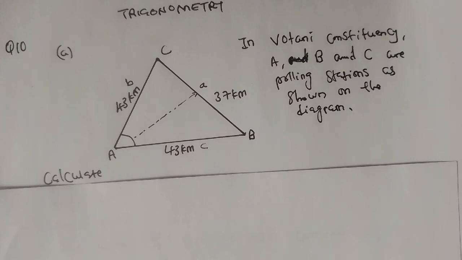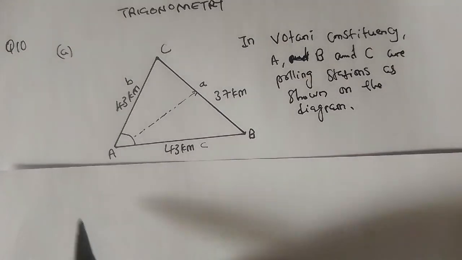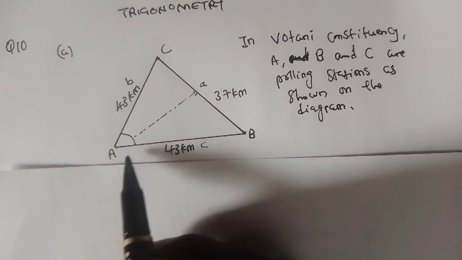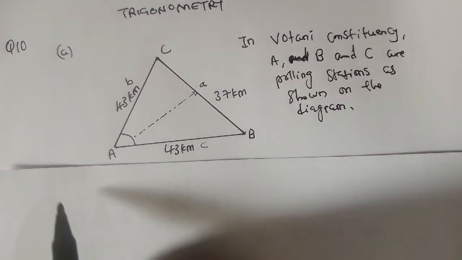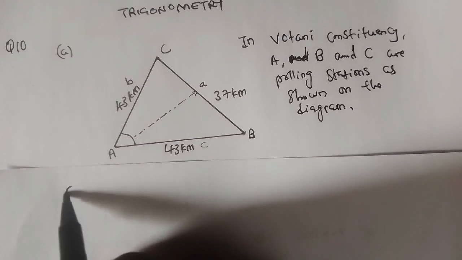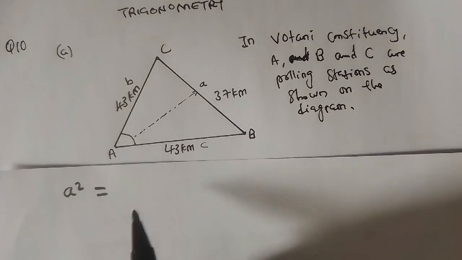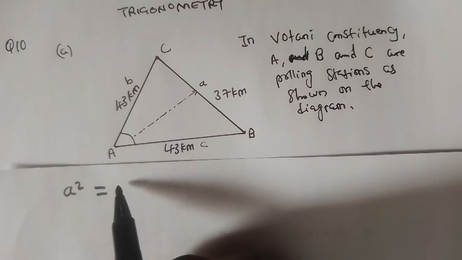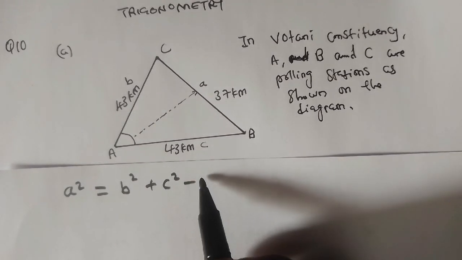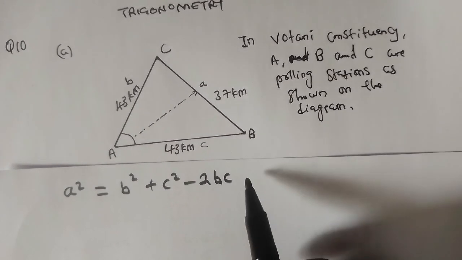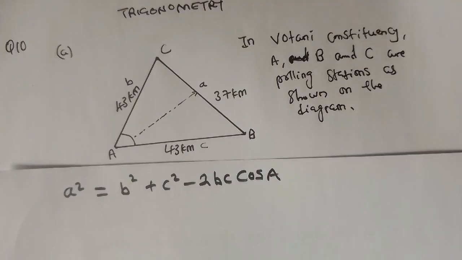According to the cosine rule, when you're given all three sides and you are calculating angle A, we start with the side opposite as the subject of the formula. So this is going to be a squared equals b squared plus c squared minus 2bc cos A.